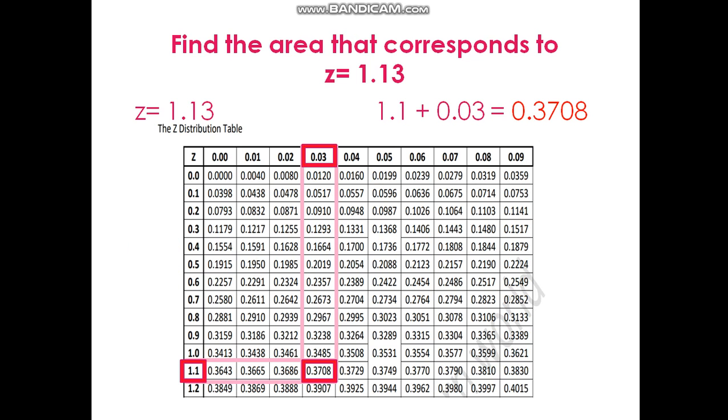Another example, find the area that corresponds to z equals 1.13. We will again look at the whole number and its 10th place, which is 1.1. Then the next number in the 100th place of a z-value, which is 3. Where they intersect is 0.3708, and that is the area for z equals 1.13.